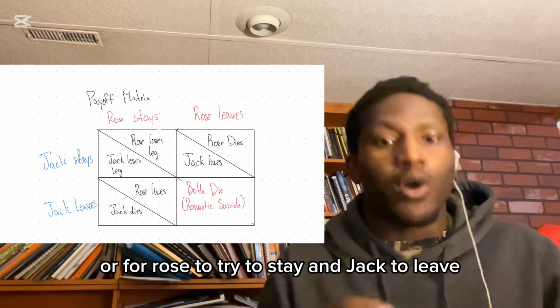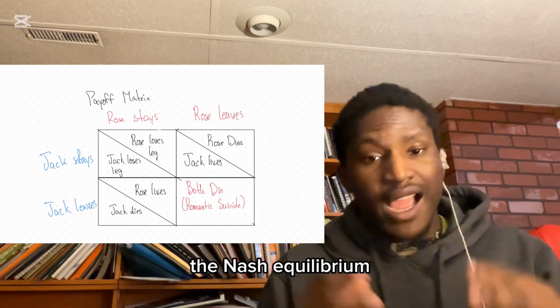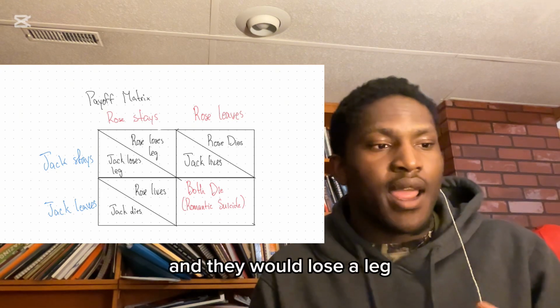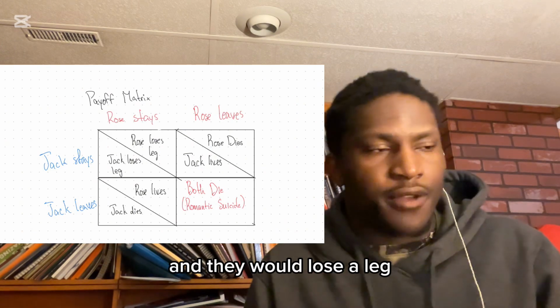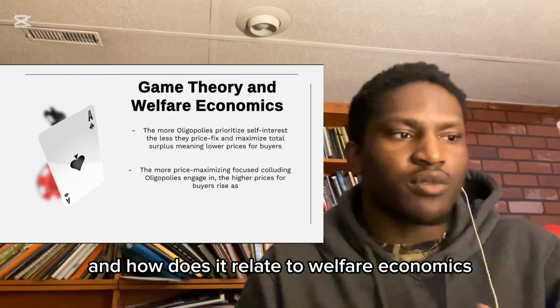Now, in this scenario, the dominant strategy would be for Jack to try to stay and Rose to leave, or for Rose to try to stay and Jack to leave so that one of them could live. However, the Nash equilibrium would be that both of them would stay on the door and they would lose a leg. So what are the impacts of using things like game theory, and how does it relate to welfare economics?